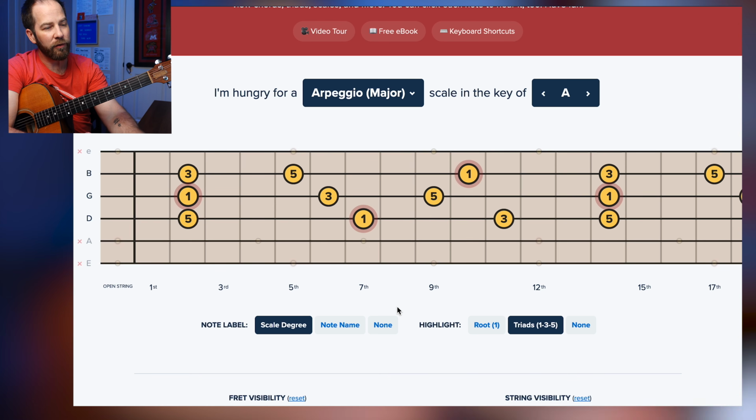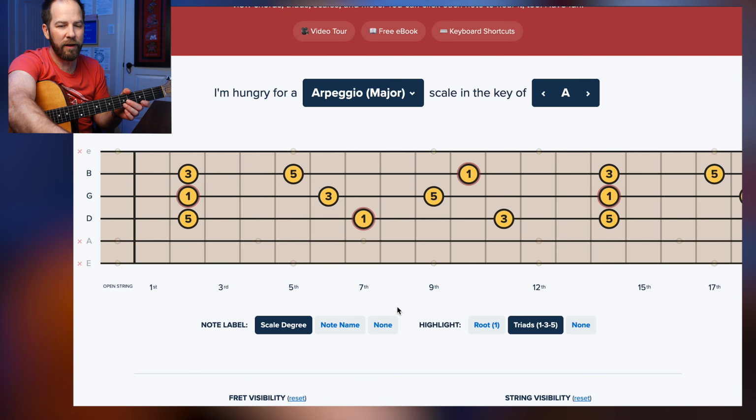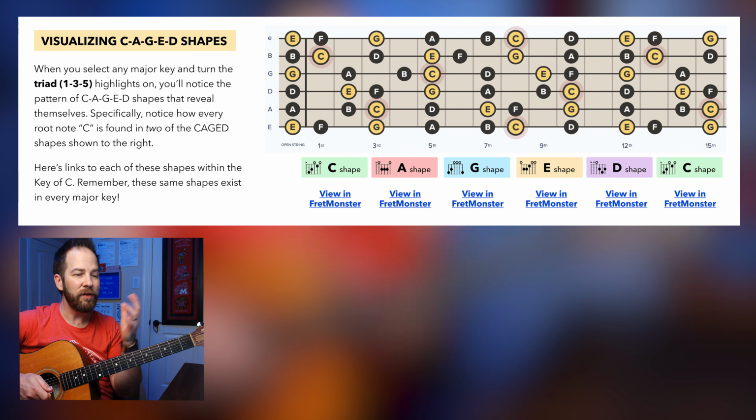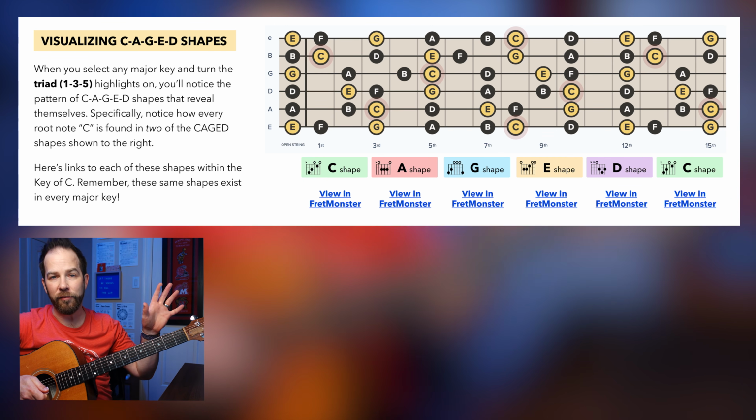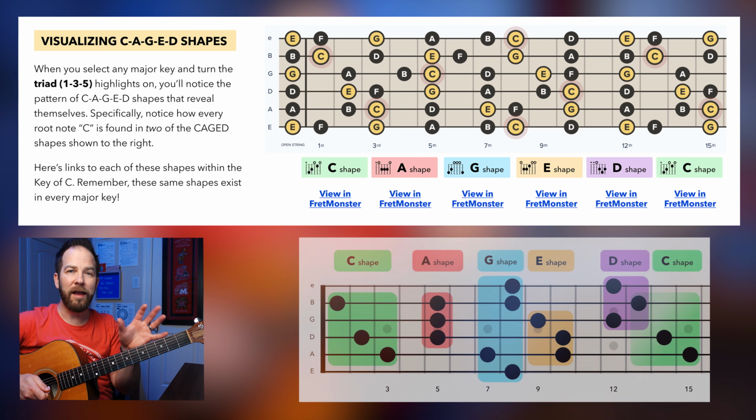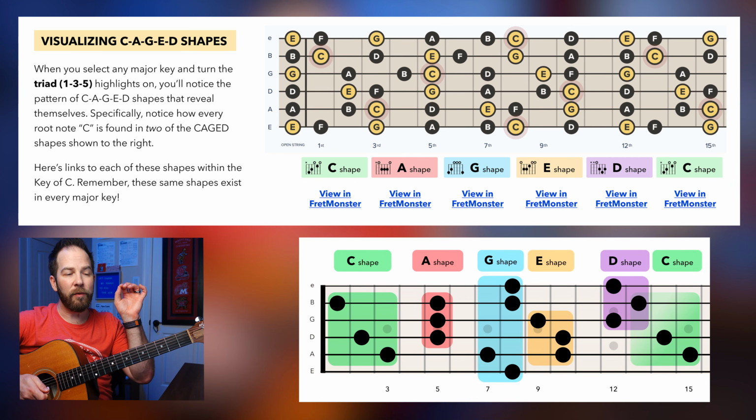Let me show you a few other things real quick. These are all in my little handbook here again. So CAGE shapes are another thing that FretMonster is really good for. In this example, I'm showing you a C major fretboard with the C major scale notes on it. Now, if you know what these CAGE shapes look like, you're going to be able to see them here.